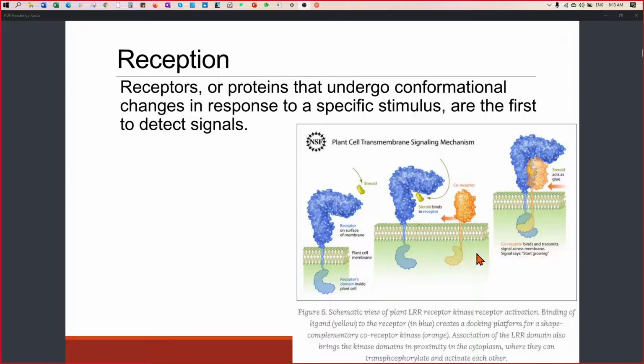When all three things are present, they're going to be glued together, and then the signal transmission is going to happen. Only then is a cascade of reactions going to happen downward this way, and the intended phenomenon is going to happen. In this case, we have the LRR receptor kinase. LRR stands for leucine-rich repeat, and this is a very famous receptor in cells.